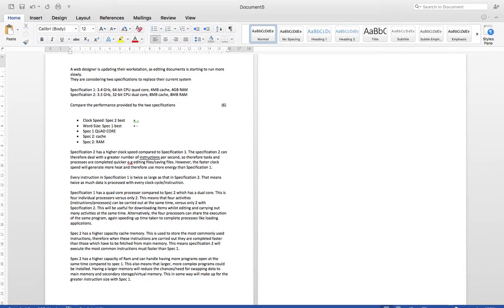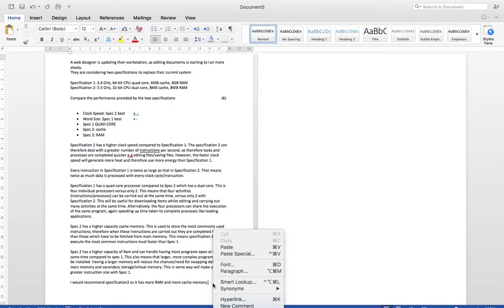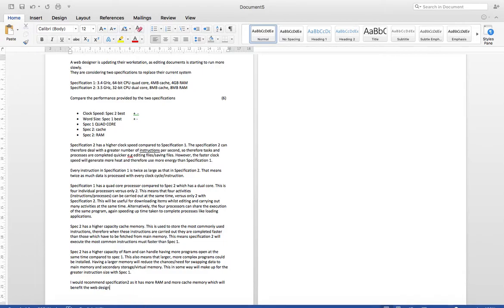And I would just summarize with which one you would recommend and just like a 1 point why. So I would recommend, and I guess spec 2 wins on most of these, specification 2, as it has more RAM and more cache memory. The summary's kind of already in here anyway, which will benefit the web designer more. I mean, they're both pretty good machines. It's tricky to put in there.